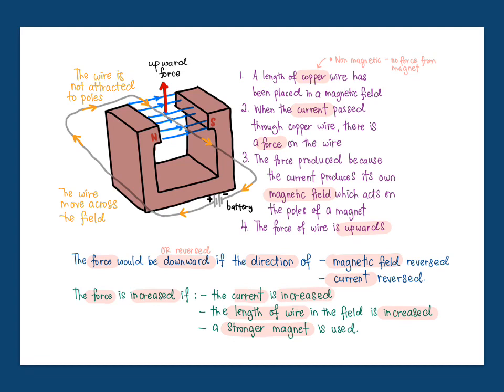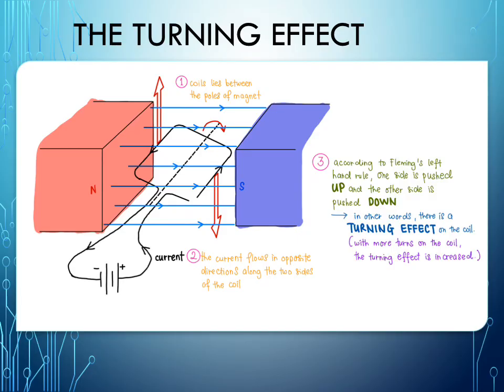Alright, so seterusnya kita tengok the force is increased if the current is increased. The length of wire in the field is increased. And force will increase if a stronger magnet is used. So, magnetic force on the current. Okay, kat sini kita boleh kenal pasti magnet ni sebenarnya dia menghasilkan satu daya. Alright, so next we will look at the turning effect. Okay, so apa functionnya kita belajar magnetic force on current ni?